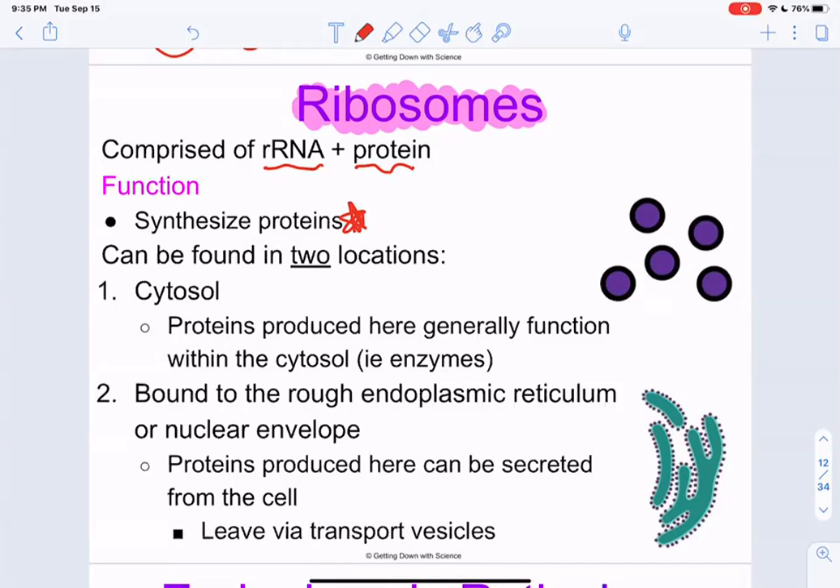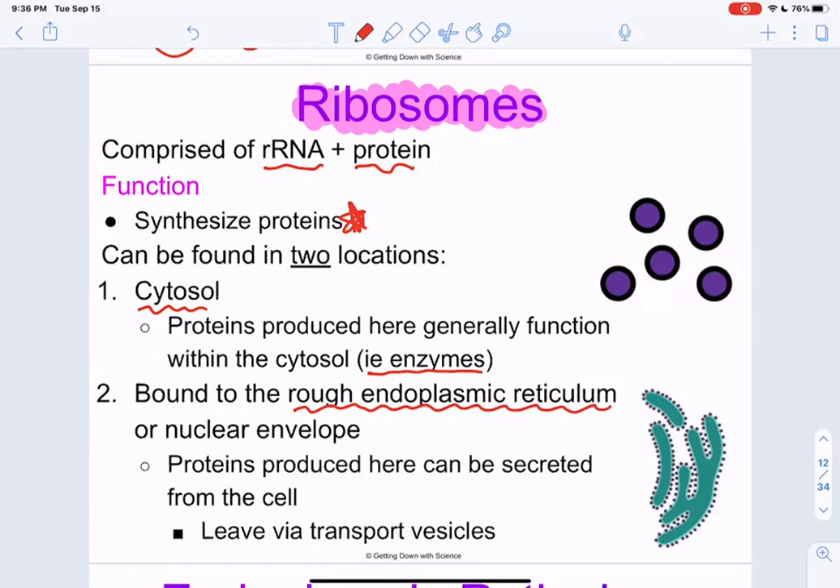And where should we find them? We're going to find them in two different places. We'll find ribosomes in either the cytosol, which is that liquid-like substance that membranes tend to float in. And here, these ribosomes are generally used to make things like enzymes. Or if they're not in the cytosol, we're going to find these ribosomes bound to the rough endoplasmic reticulum, the rough ER, or the nuclear envelope. We'll go over what the endoplasmic reticulum is in just a second.